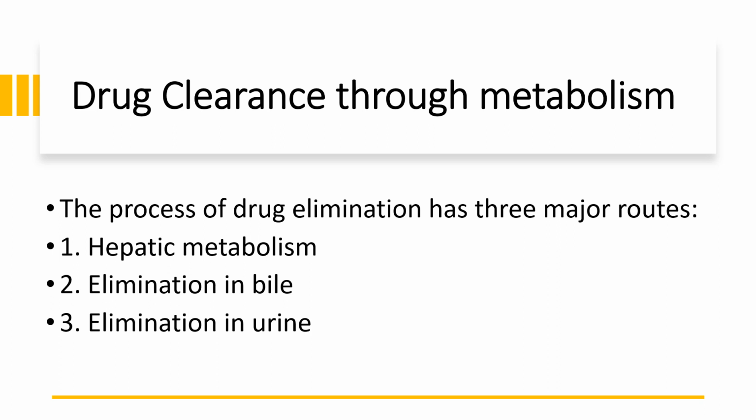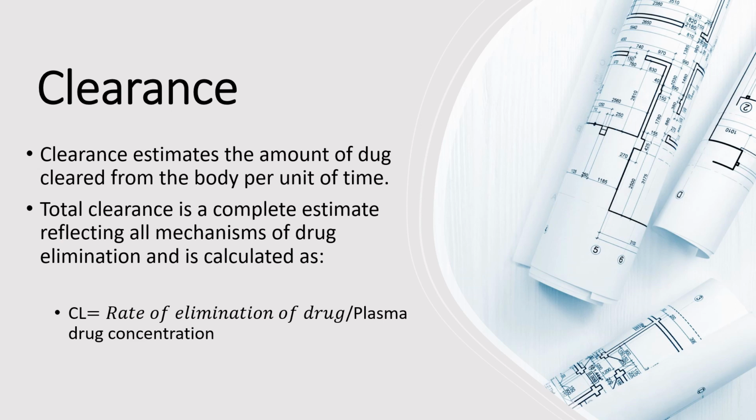So the third step in pharmacokinetics is the metabolism of drug or drug clearance through its metabolism. The process of its elimination includes three major routes, that are hepatic metabolism, elimination in bile, and elimination in urine. Clearance is basically the amount of drug that is cleared or eliminated from the body per unit time. Total clearance is a complete estimate reflecting all the mechanisms of drug elimination, and it is calculated as the rate of elimination of drug divided by plasma drug concentration.